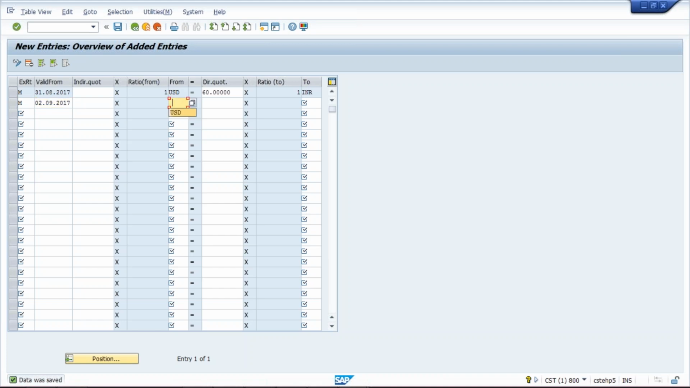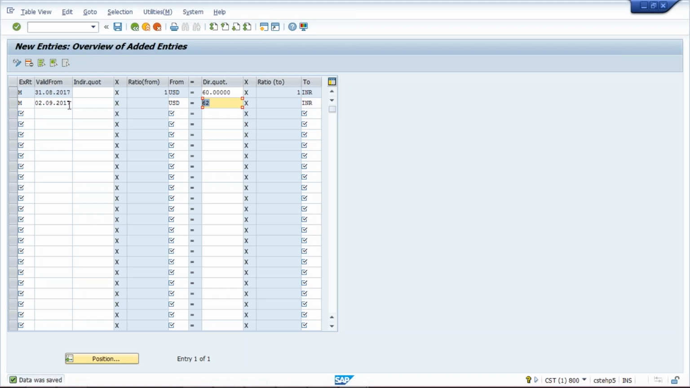And here we'll give USD, and maybe on 2nd August the rate got changed. It becomes 62. So now what will happen if we post any transaction on 2nd August after maintaining this rate? System is going to search the latest rate which we have updated. System is not going to consider this 60 rupees. System is going to consider the latest rate. Why? Because we have given the valid from date also.